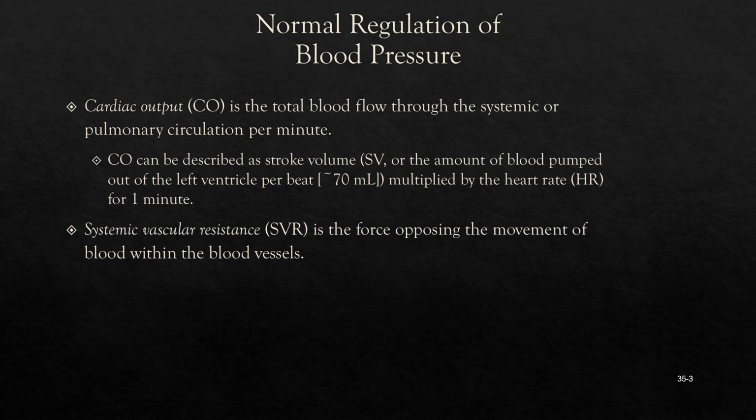And again, as a recap, your systemic vascular resistance is the force opposing the movement of blood within the blood vessel. We know that this force is primarily the resistance exerted by that blood vessel based on its diameter. So vasoconstricted blood vessels will have an increase in SVR because their diameter is narrow, whereas a vasodilated blood vessel will have a decrease in the SVR because of a larger diameter or a larger radius.